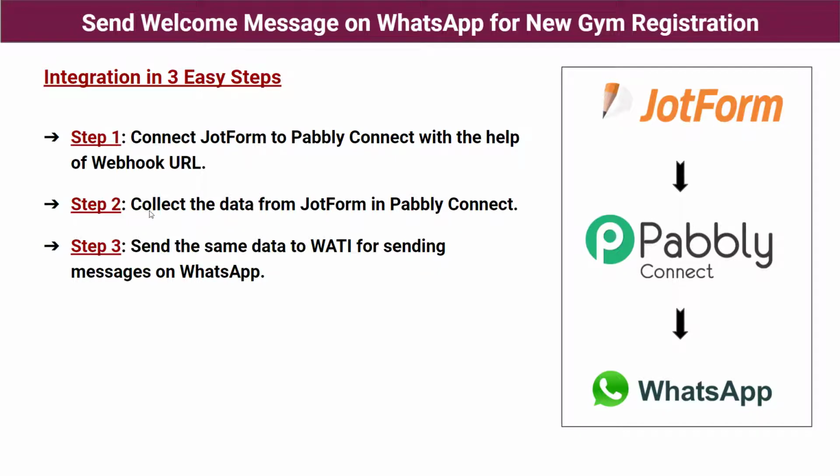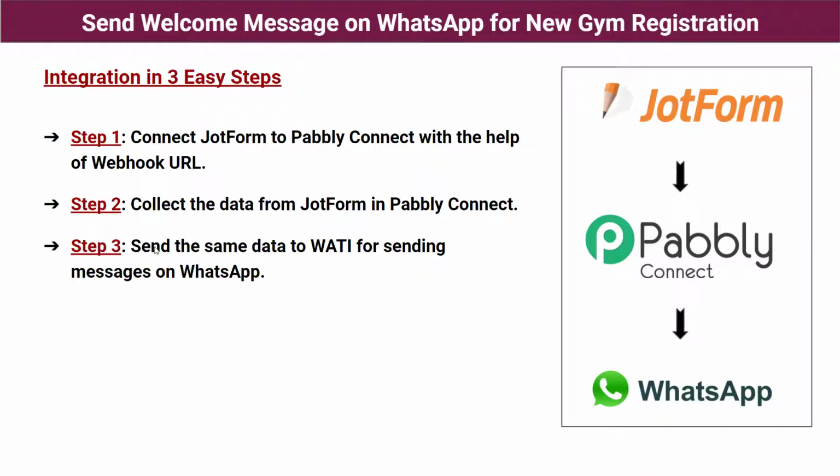Now here in the second step, we have to collect the data from 𝗏𝗏𝗋𝗏 in Pabbly Connect. As our 𝗏𝗏𝗋𝗏 account is connected with Pabbly Connect, the data which is going to be entered into 𝗏𝗏𝗋𝗏, that same data is going to get collected here into Pabbly Connect. For example, if a person is going to fill the form for gym registration, all the details of that person are going to get captured here into Pabbly Connect automatically.